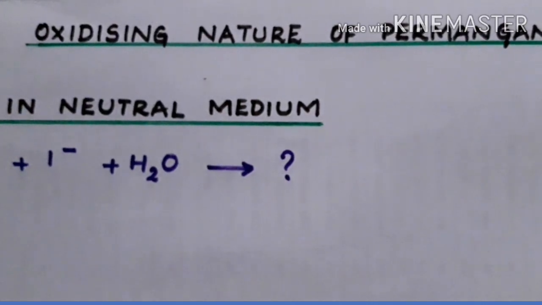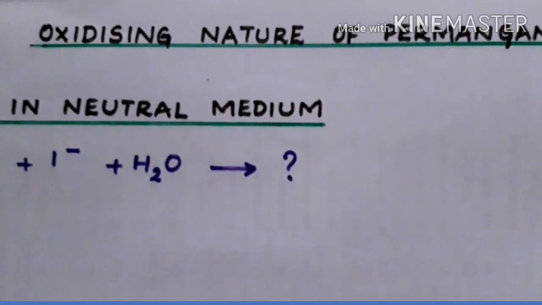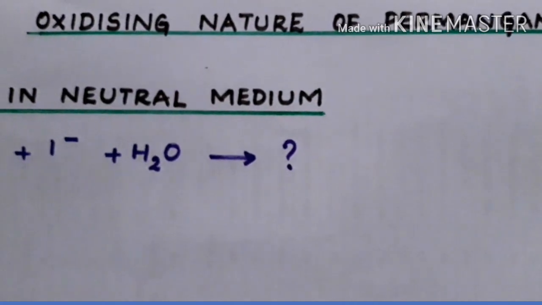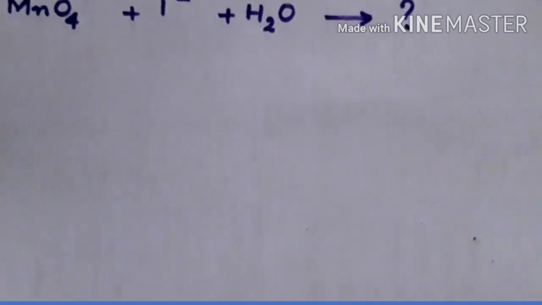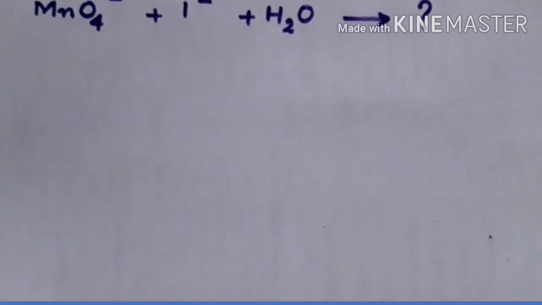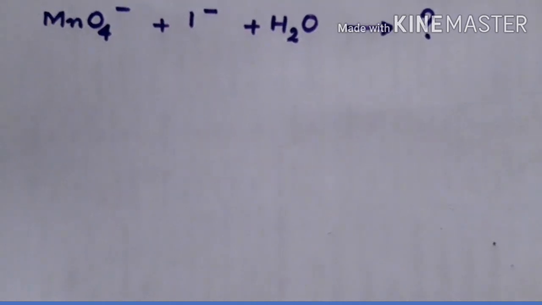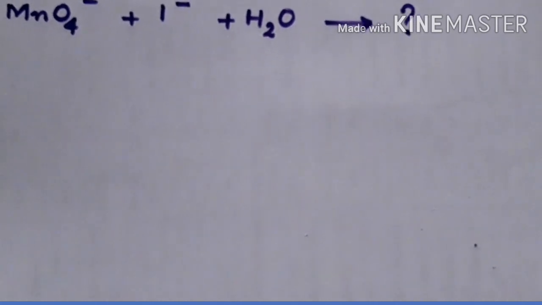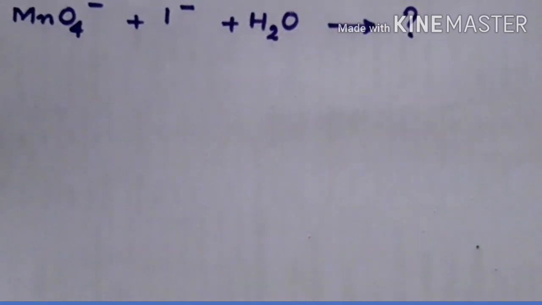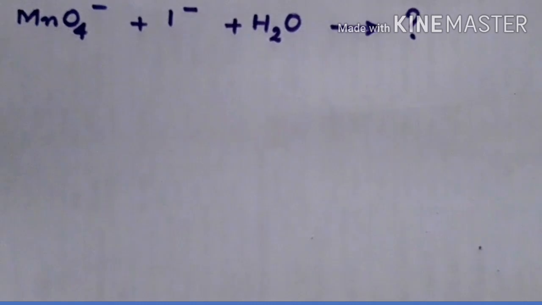Today I am going to discuss the oxidizing nature of potassium permanganate in neutral solution. I have to solve an equation: MnO4 minus plus I minus plus H2O. So from this equation, how to complete the equation? First of all, understand that H2O means it is a neutral medium.